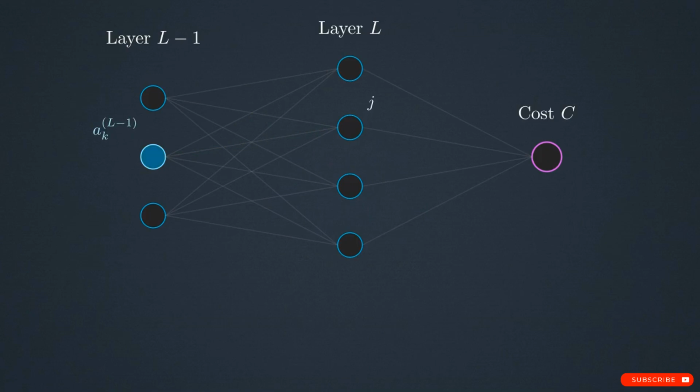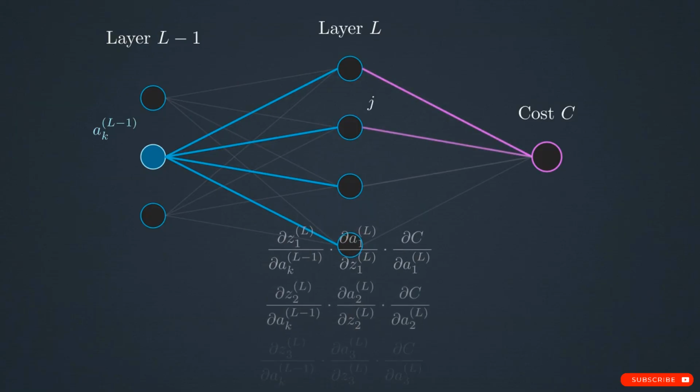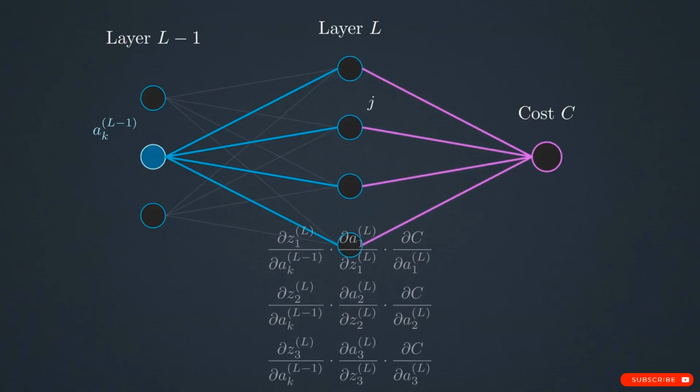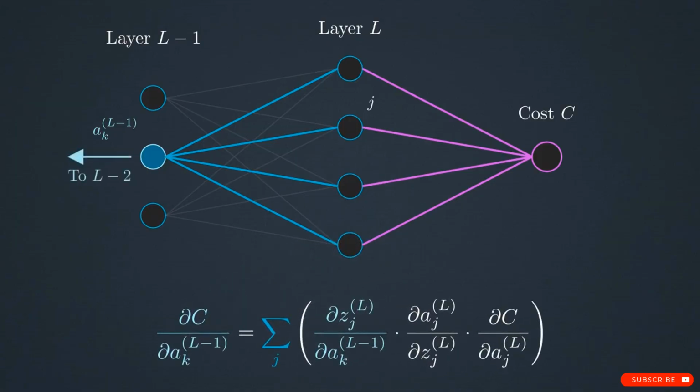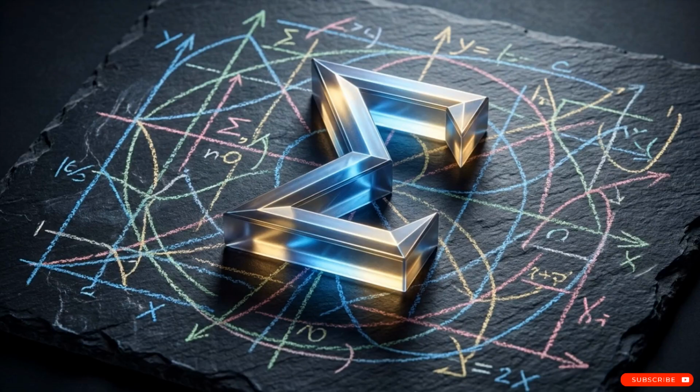In this architecture, neuron k influences the final cost through multiple independent paths simultaneously, branching out to every neuron in the next layer. According to the rules of multivariable calculus, we must account for the effect passing through every possible path. To find the total sensitivity, we must add up the individual chain rule derivatives across all those connecting paths. This summation is what distinguishes backpropagation in deep learning from standard single-variable calculus.